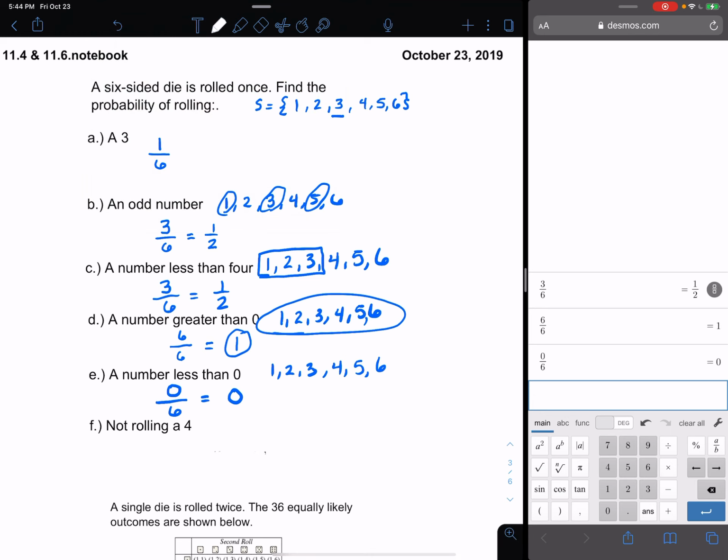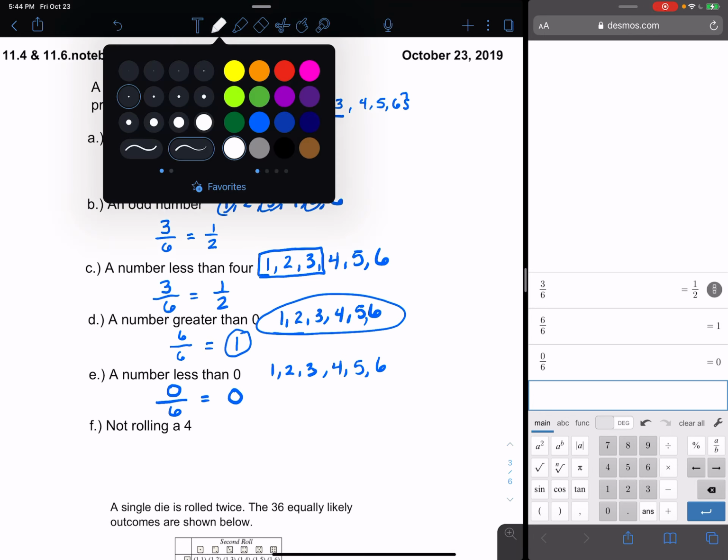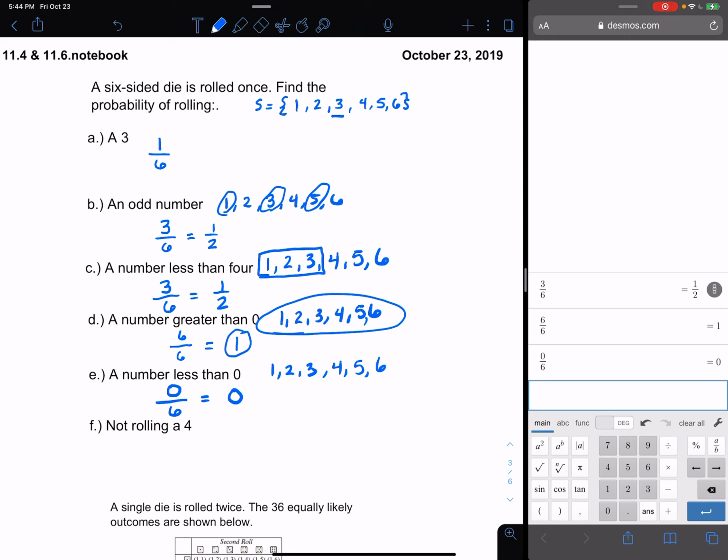If we look at this last example, they ask us for the probability of not rolling a 4. So there's 2 different ways we could think through this. We could use the sample space and think through it that way. The probability of not rolling a 4, well, we want everything except a 4. So there's 1, 2, 3, 4, 5 different things we want out of the 6 total things.